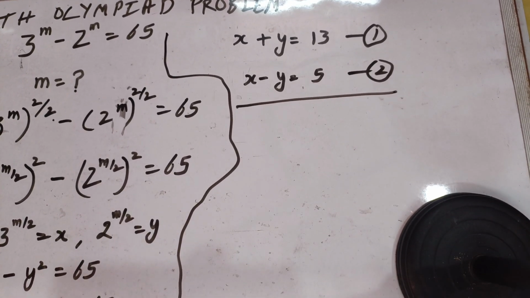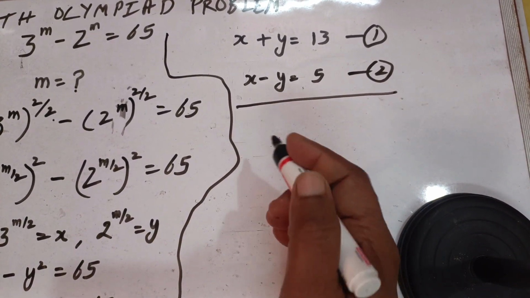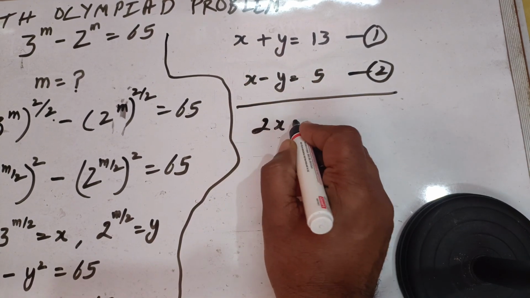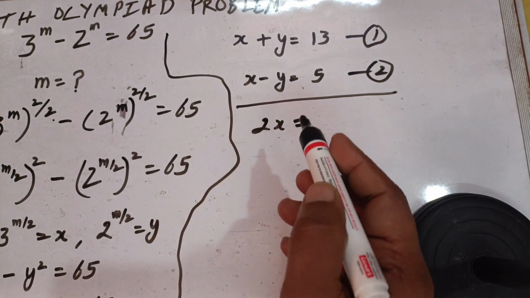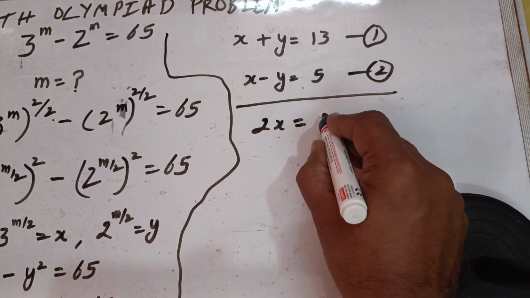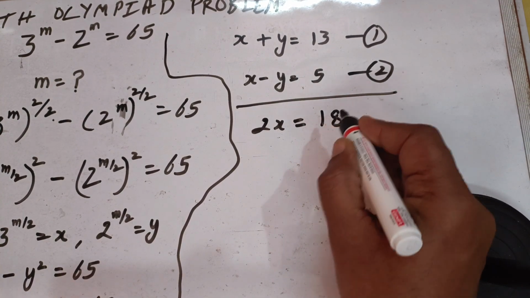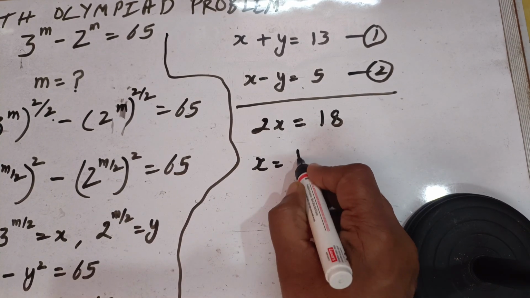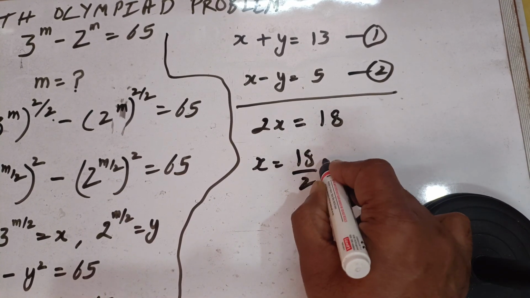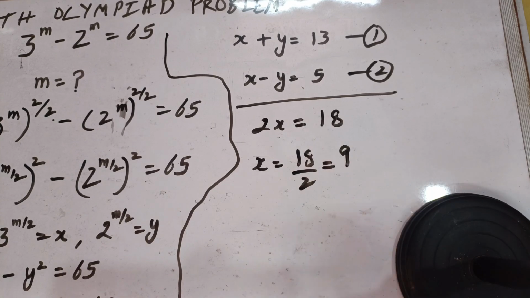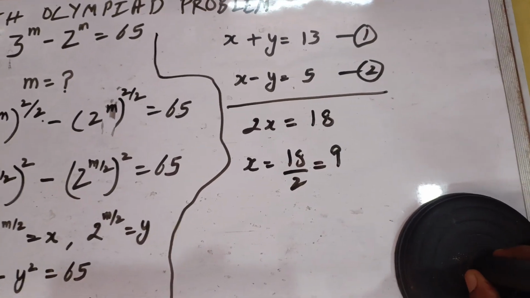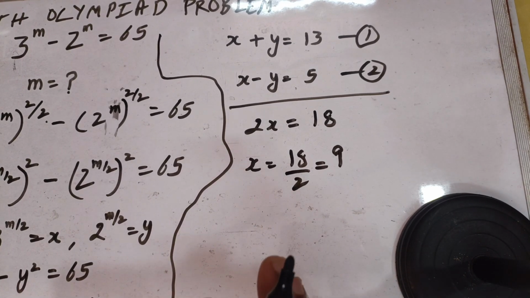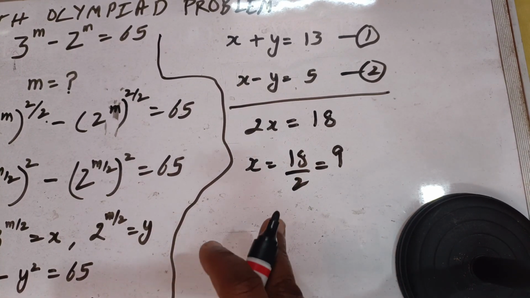If I add these two equations, 1 plus 2, on the left hand side I get x plus x, which is 2x, is equal to 13 plus 5, which is 18. So x will be equal to 18 divided by 2, which is 9. So we are getting x is equal to 9. Now I can put the value of x in, suppose, equation number 1 and find the value of y also.